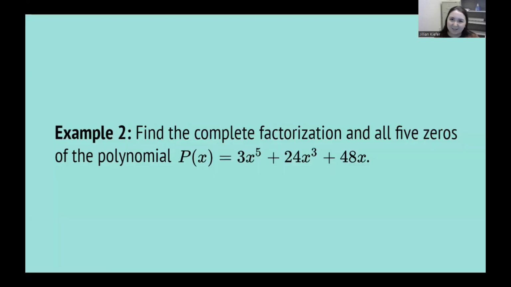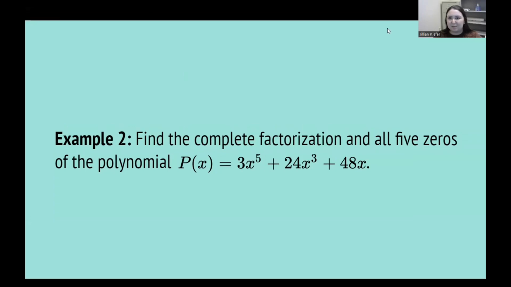So we're going to go ahead and do an example. Example 2 is we're going to find the complete factorization and all 5 zeros of the polynomial p of x equals 3x to the power of 5 plus 24x cubed plus 48x. So, all right, we're going to go ahead and work on this example.